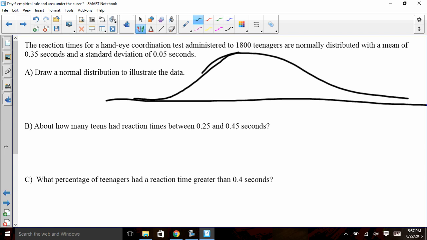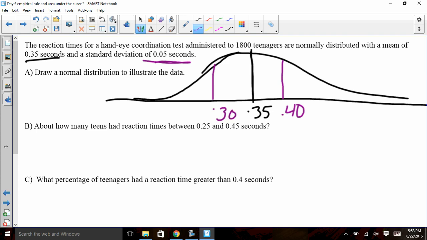Okay, so it's telling me that my mean is 0.35 seconds. So as we saw in the slide before, we're going to try and put our mean as close to the middle as we can. And we're going to label it. And then it tells us that my standard deviation is 0.05, which means that I'm going to put those 3 standard deviations on here. So if I add 0.05 to my already 0.35, I'm at 0.40. And if I subtract that 0.05, I'm at 0.30.